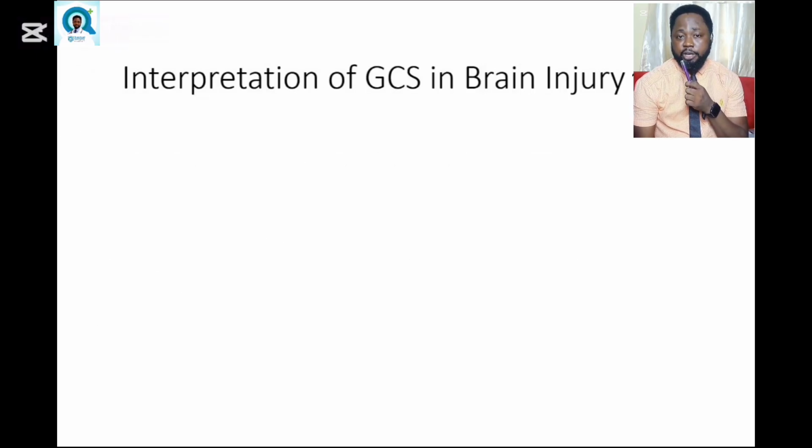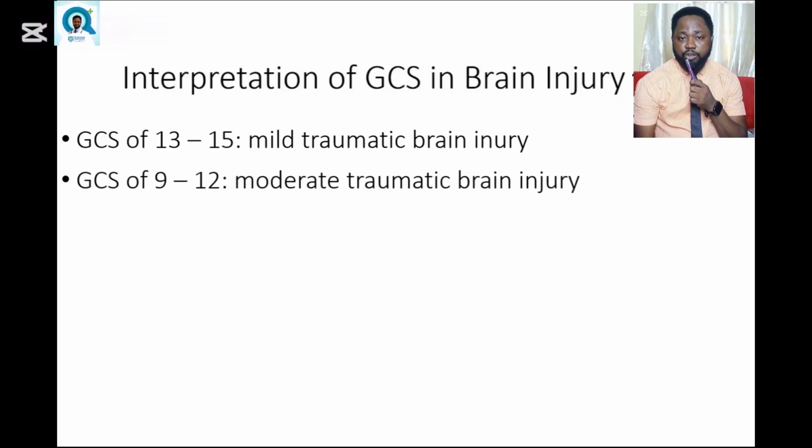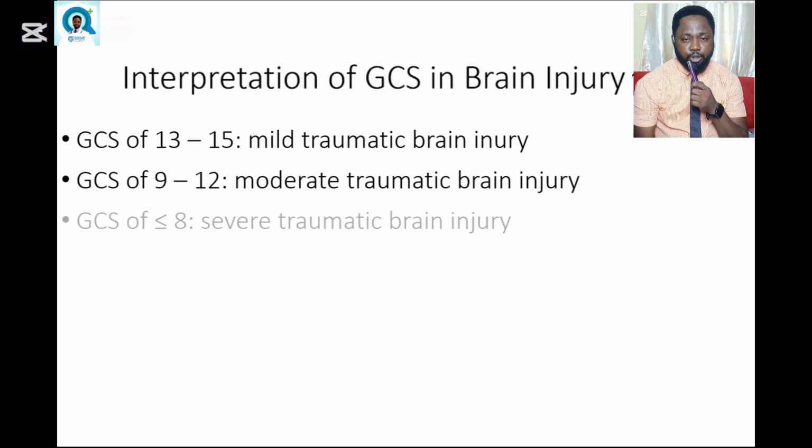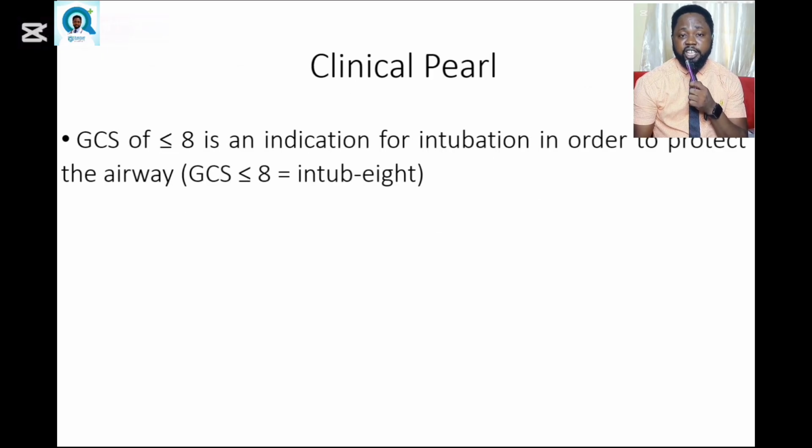As for the interpretation of the GCS in the context of a traumatic brain injury, it is classified as mild when the GCS is between 13 to 15. Moderate traumatic brain injury is when the GCS is between 9 to 12, while severe traumatic brain injury is when the GCS is 8 or below. Also note that a GCS of 8 or below is an indication for intubation in order to protect the airway.